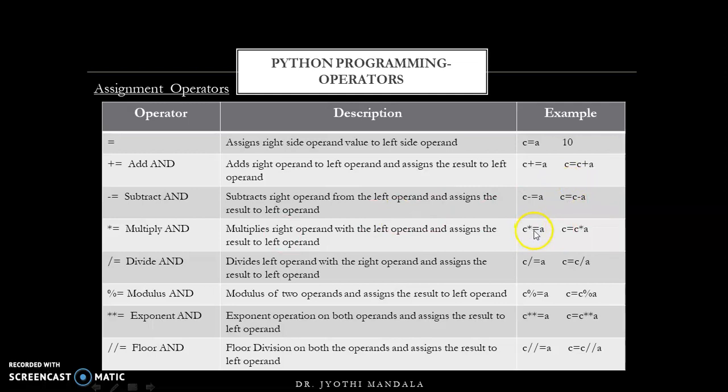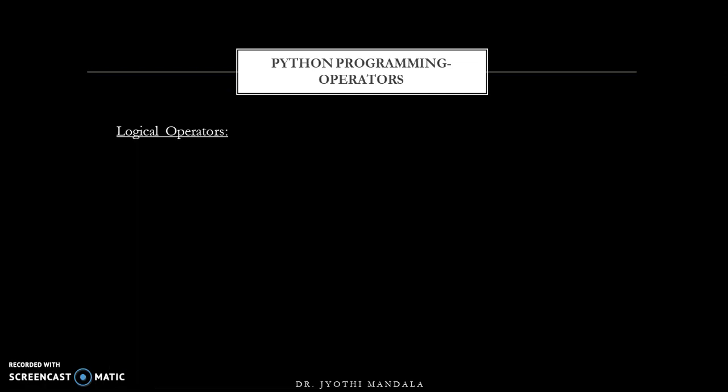Similarly, if you are writing c star equal to a, then you are performing a multiplication operation: the right operand will be multiplied with the left operand, and the result will be stored in the left operand. Similarly, the divide operation, modulo division operation, exponent operator, and floor division operator combined with the assignment operator are all the same as the other operations, where the right operand performs the operation with the left operand, and the result will be stored in the left operand itself. Right? Next we have logical operators.